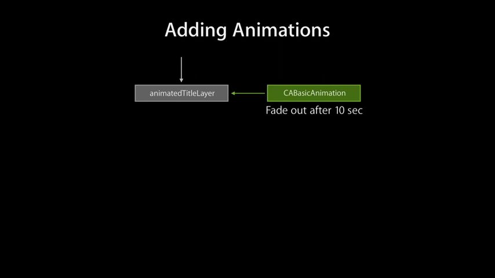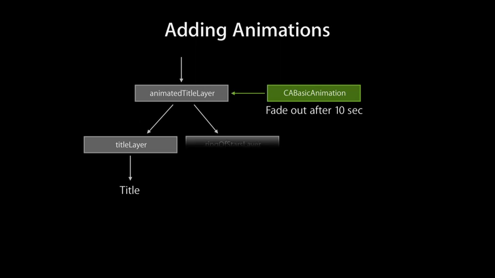So we need a top-level layer, and that layer needs to have an animation on it that will do the fade out. And then we need a layer underneath to hold that title string, and another layer to hold our ring of stars. The ring of stars will need an animation on it to do the spin.